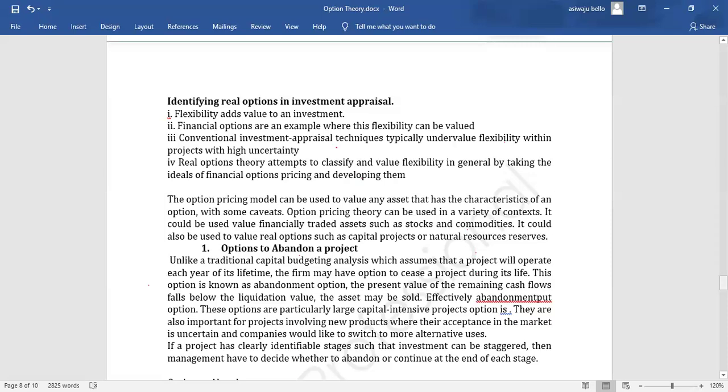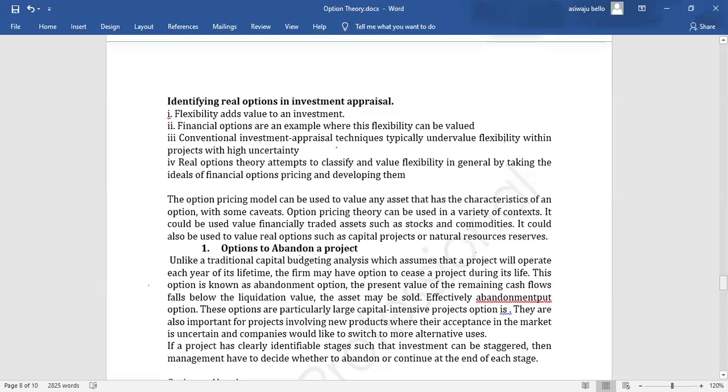But it is not a must to take a project to final year, particularly if that project is not giving us the expected return.